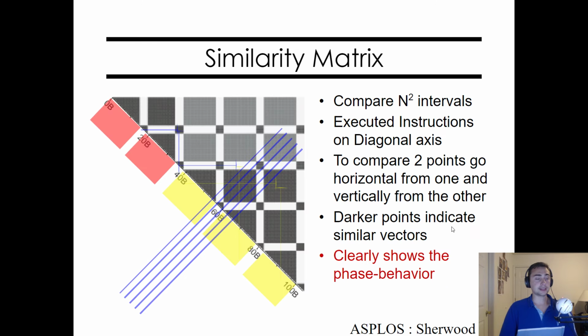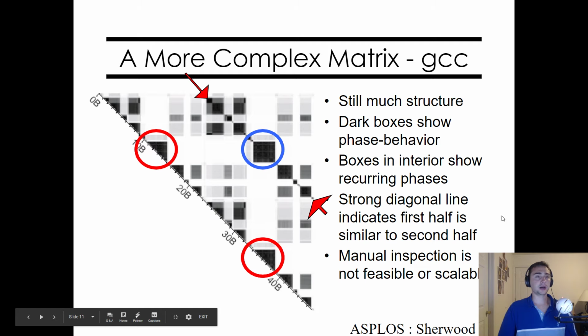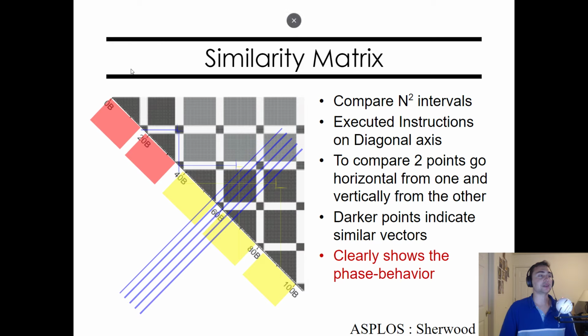But what you can see is that it's very structured, it's very ordered, and there are very regular patterns. So this clearly shows the phase behavior. But not everything is quite as pretty as this, right? You don't get everything in this nice, perfect grid, although a lot of times you end up seeing patterns like this, right?